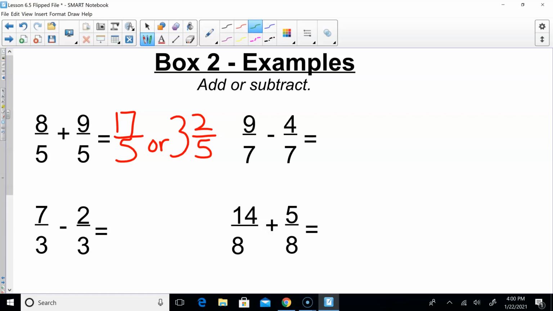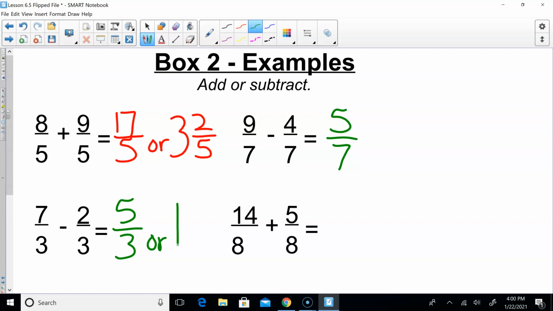9/7 minus 4/7. Notice my 7s stay the same. Denominators don't change. That's the size of the piece. 9 minus 4 would give us 5/7. And I see another subtraction problem: 7/3 minus 2/3. Well, 7/3 minus 2/3 would give me 5/3. Well, 5/3 is still a fraction greater than 1.